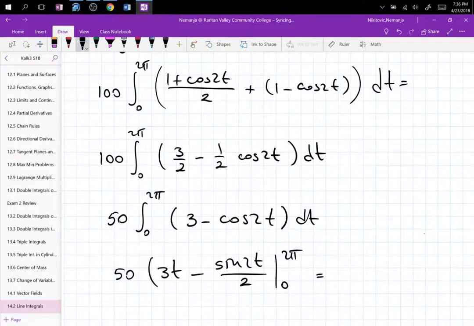Sine is going to die when I plug in 2 pi, and it's going to die when I plug in 0, because at every multiple of pi sine is 0. So that all dies, so 6 pi, so this is 50 times 6 pi, and we're getting 300 pi as the average temperature. So it's like 900 something degrees. All right, that's 950.